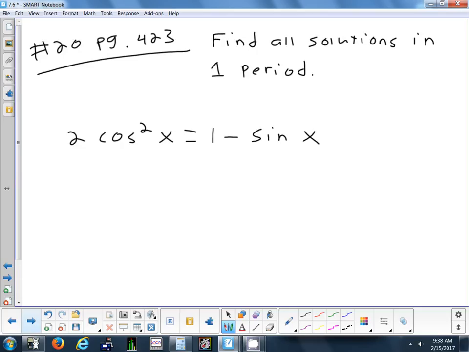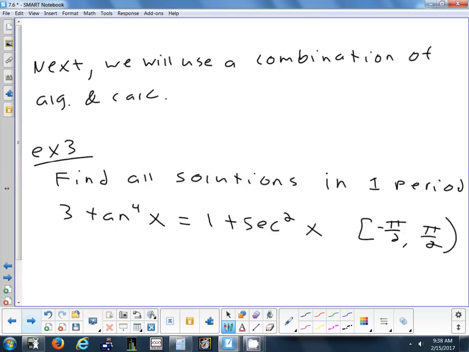This is kind of similar to the other ones. I don't think there's anything new here that we didn't really do in one of the other examples. What would be the first thing you would have to do here? Okay, get everything on one side, and then what would you do after that? Convert it to cosine. I wouldn't convert to cosine. I would convert cosine into sine using your 1 minus sine squared. Okay, and then go from there.